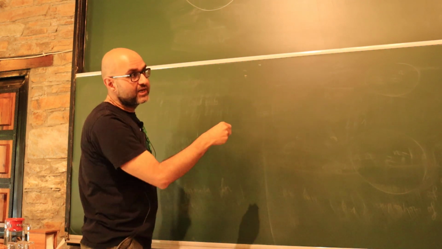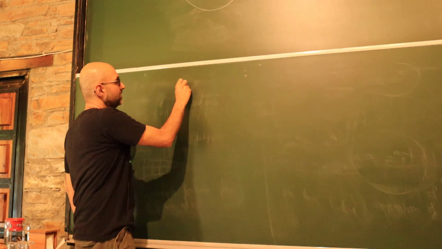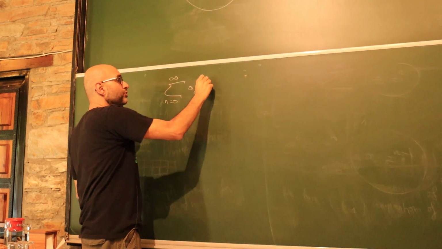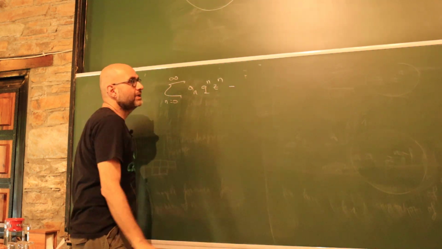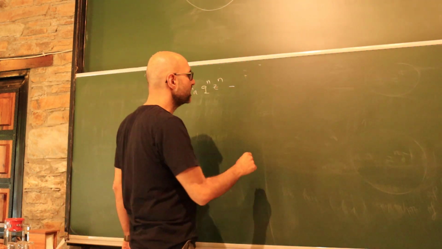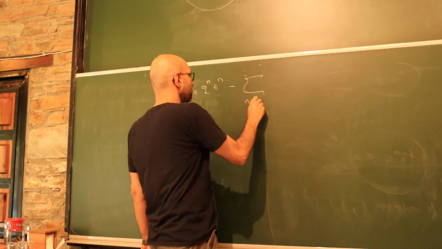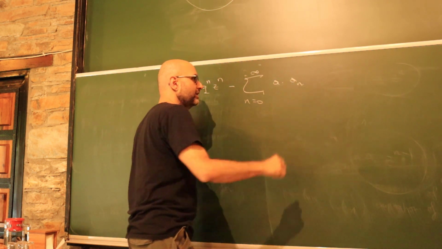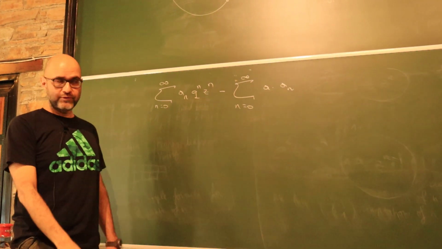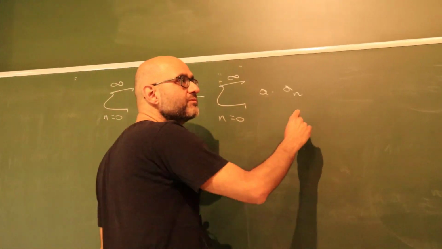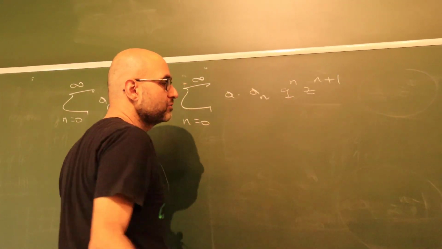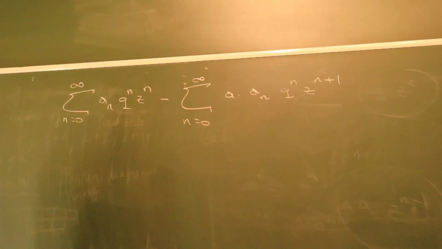So on the left-hand side, 1 minus z is gone. And we have the sum from n equals 0 to infinity, a sub n, q to the n, z to the n, minus a times z times that guy, the sum from n equals 0 to infinity, a times a sub n, sorry about the profusion of a's here, q to the n, z to the n plus 1, right? Yes, because we have an extra z there.